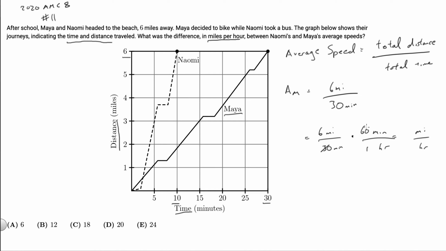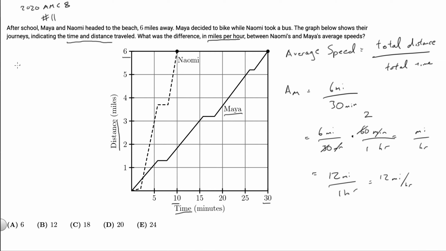We're going to cancel 30 and 60, leaving us 2 up top. And then everything else, actually the units will cancel as well, minutes and minutes. And so we multiply the numerators, we get 12 miles per 1 hour, or 12 miles per hour. Okay, awesome. So now we have the average speed for Maya.